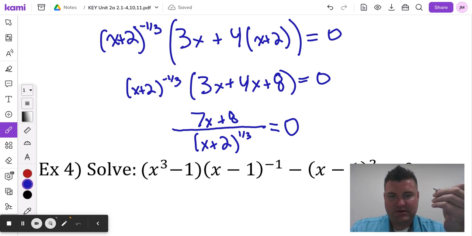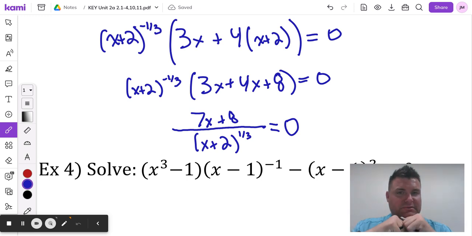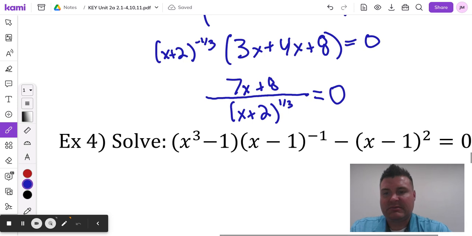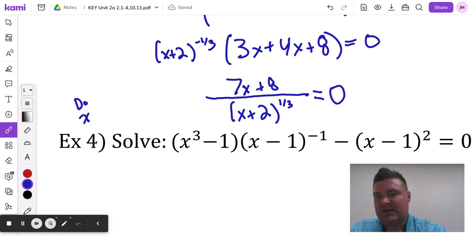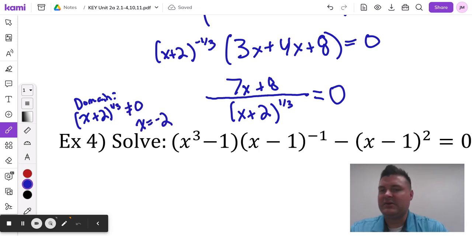Now I'm going to set this equal to 0, which means that I only care about the top. Kind of, sort of. I do want to check the domain here. This is a domain issue. I just need to make sure that the bottom, x plus 2 to the 1/3, cannot equal 0, which really means that x cannot equal negative 2. So that is a solution.